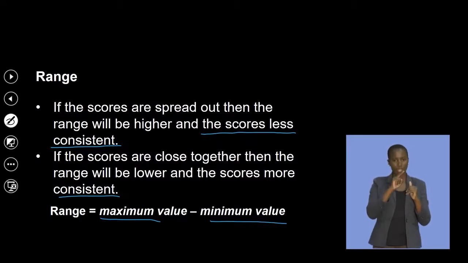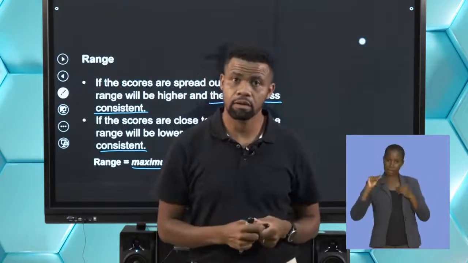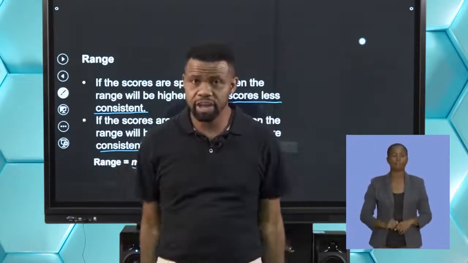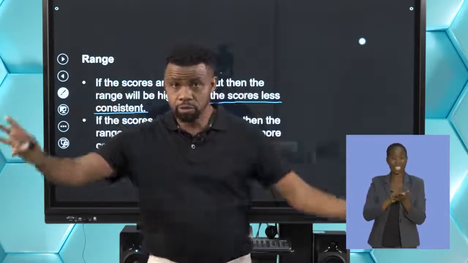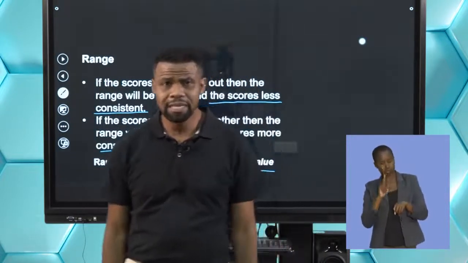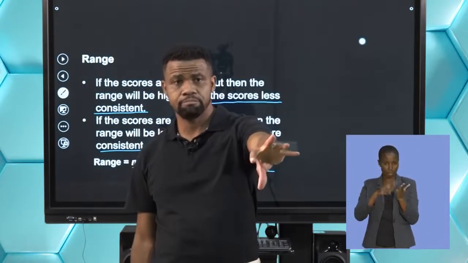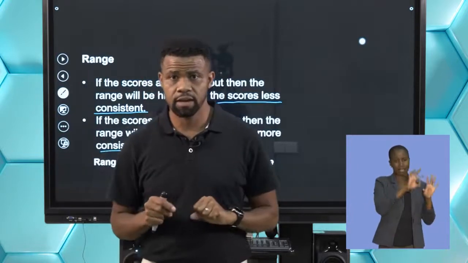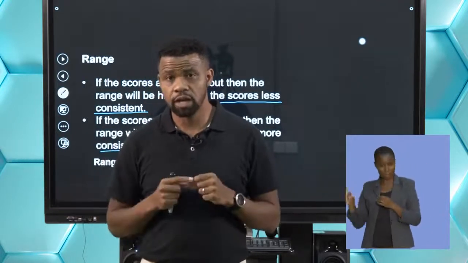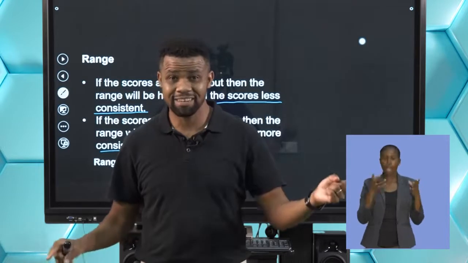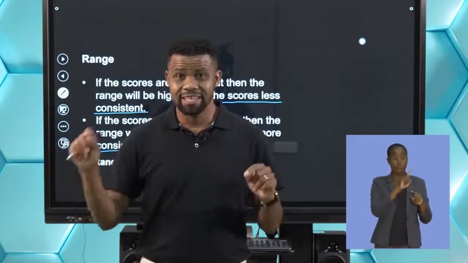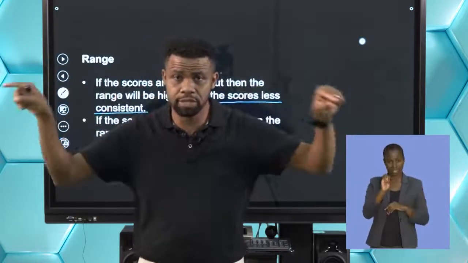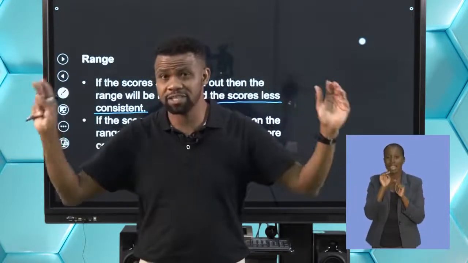Let me make an example. Let's say in a class, you write a math test, and you get all your results back. Some students get 10%, and some students get 100%. So the range of that class will be 100 minus 10, which is 90. That's a deviation from the lowest mark to the highest. That's the gap between the smallest and the highest, which is 90.